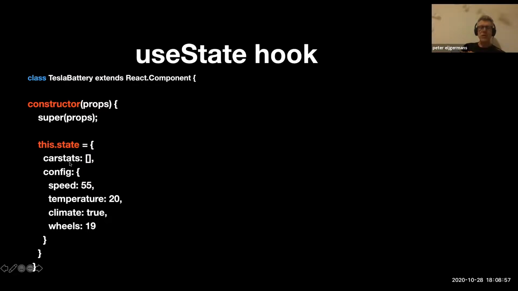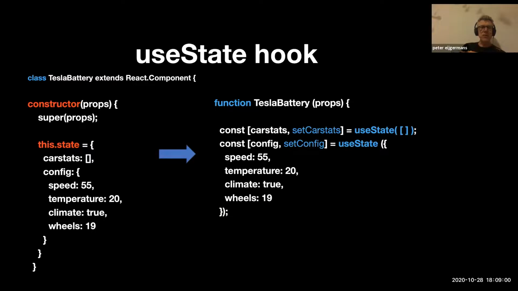How do we do this with React hooks? Firstly, we have to change our class component to a functional component. So we make a function of our TeslaBattery component. And we also make use of the useState of React. There's a different way of defining our state in our component, but this is also the beginning of how we can reuse our state.